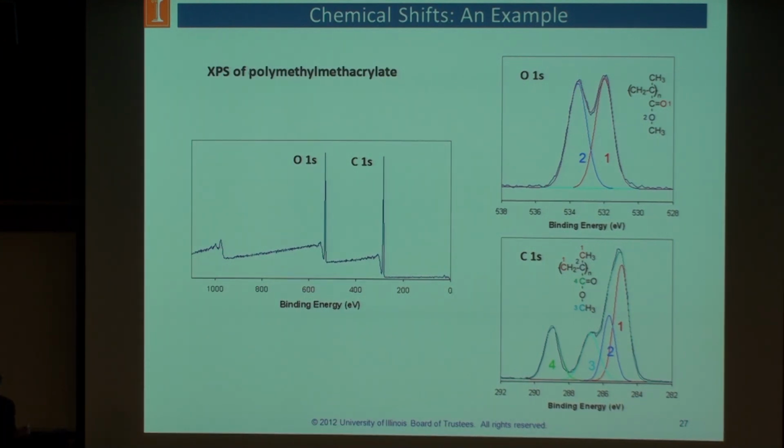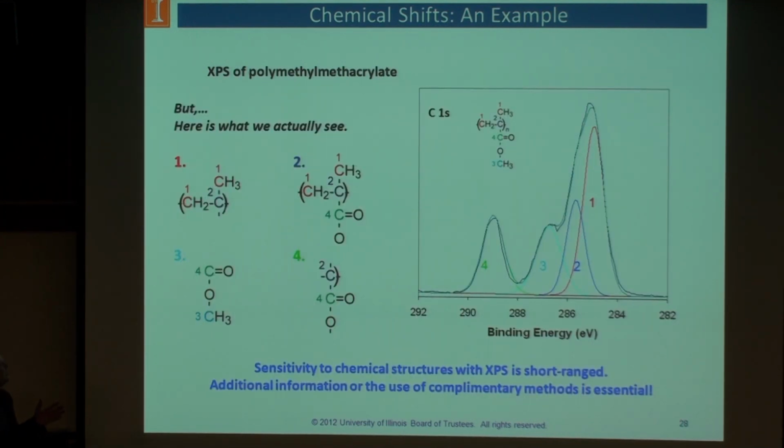Okay, so with XPS, I was able to identify this as polymethylmethacrylate because I knew what I was looking at. What we actually see with XPS are fragments of the molecule. The XPS core level binding energies are only sensitive to the neighboring atoms, so you could probably look maybe one or two atoms away. And so XPS sensitivity to chemical structure is fairly short range. So additional information, such as knowledge of the sample, or the use of complementary methods, which we have available here at the facility, is pretty essential in terms of thoroughly identifying your sample.